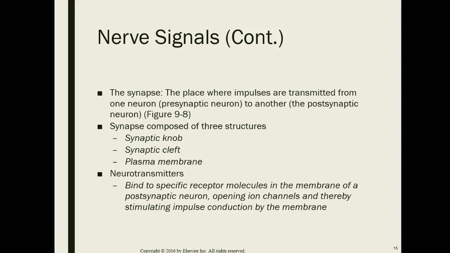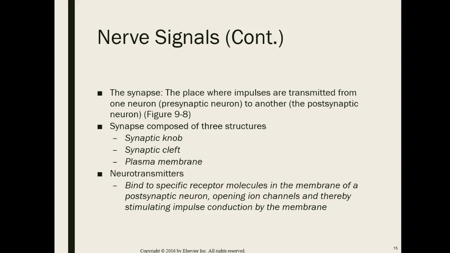So the synaptic knob is going to be the bulge at the end of the presynaptic neuron that's going to contain small sacs that hold the neurotransmitters. The synaptic cleft is the space between the synaptic knob and the plasma membrane. And then the plasma membrane is referring to that of the postsynaptic neuron. And this contains proteins that bind to neurotransmitters and initiate that impulse.